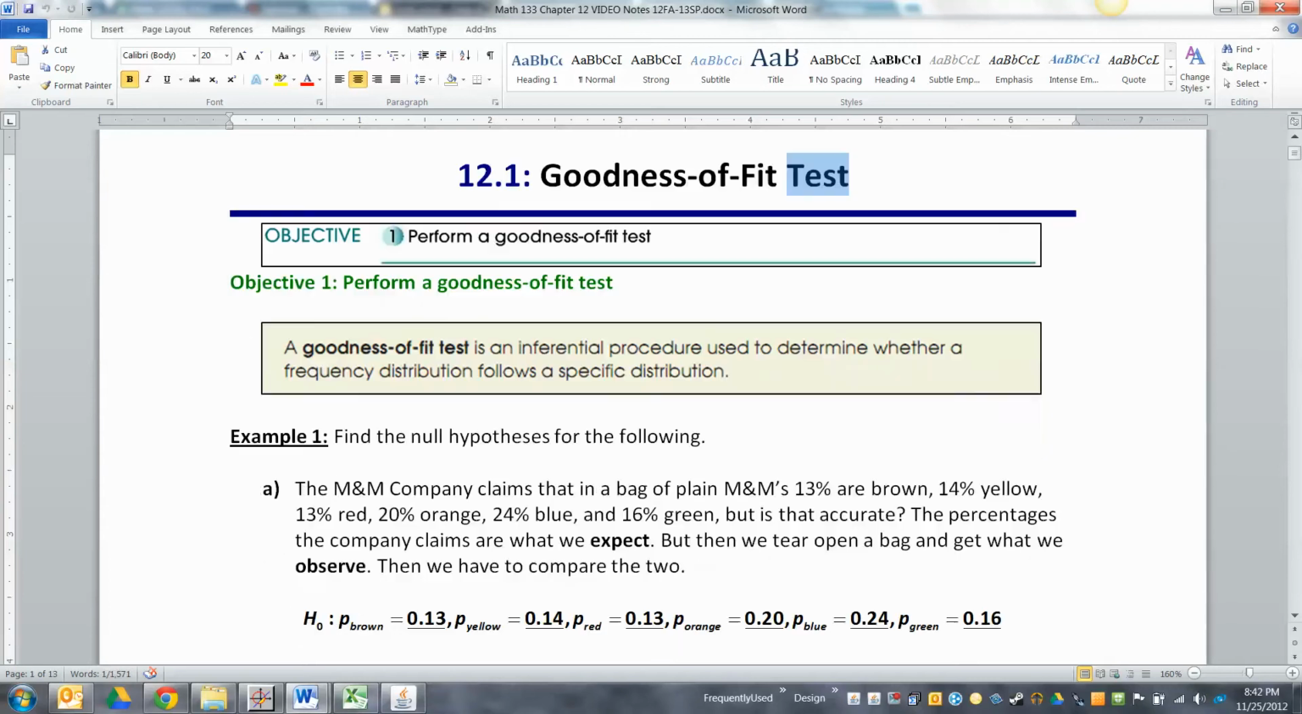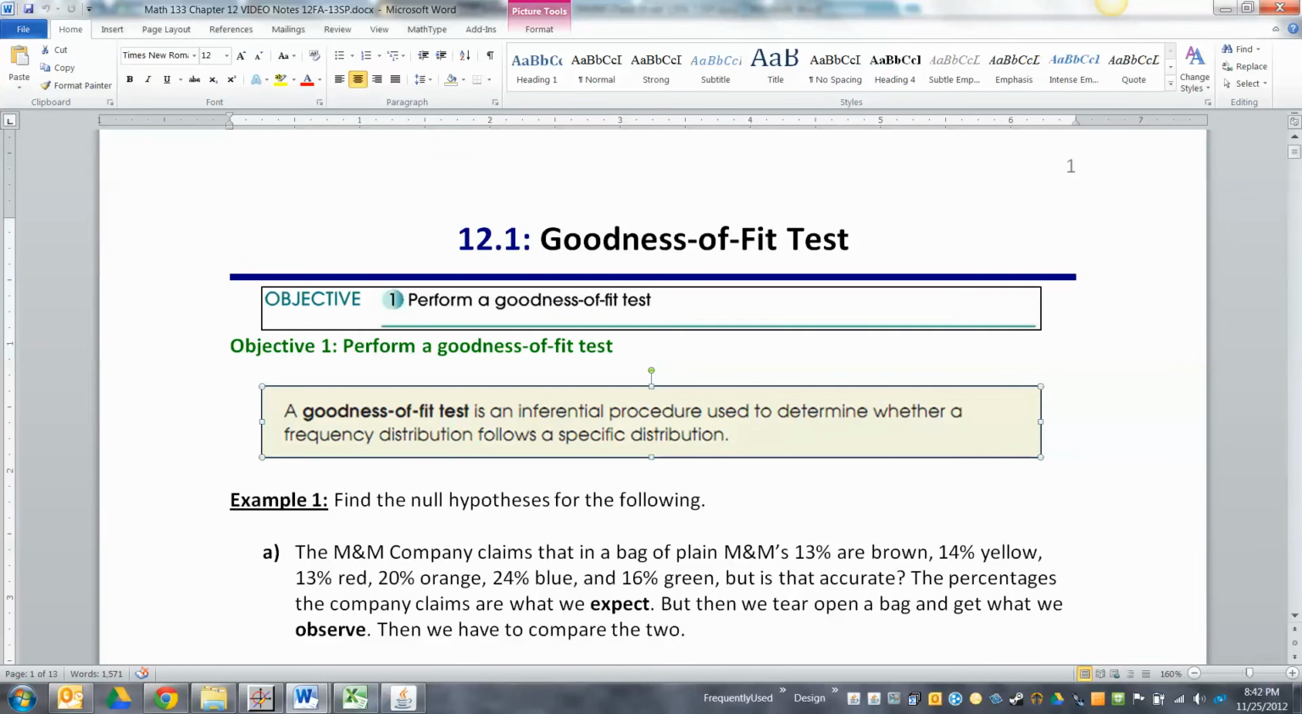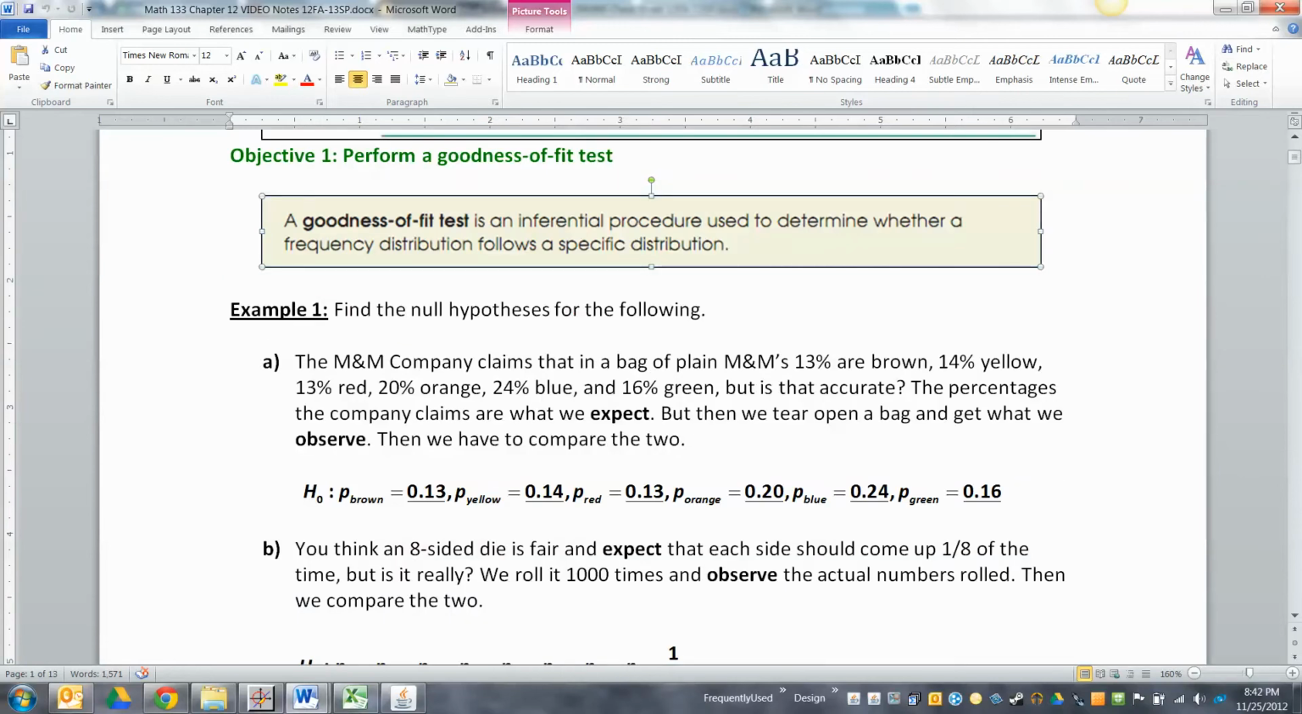I know it's amazing. All right, so what we want to learn is the goodness of fit test. The goodness of fit test is an inferential procedure used to determine whether a frequency distribution follows a specific distribution. All right, so find the null hypotheses for the following.